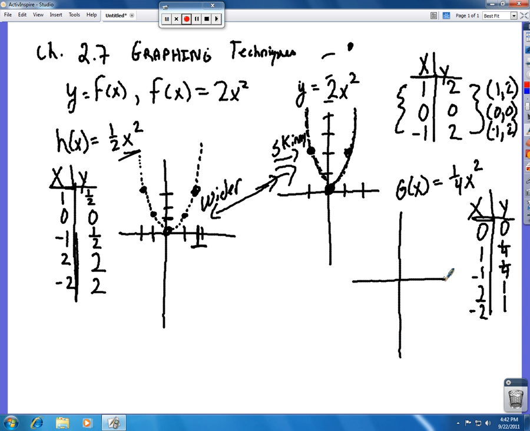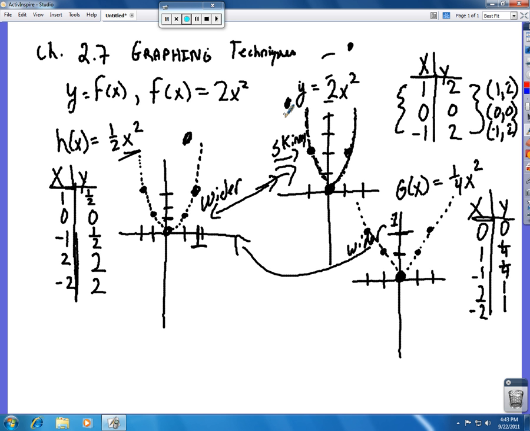Again, you just plot these, so we've got 0, 0. We've got 1 and -1, and that's going to be at 1/4. And then at 2 and -2, that's going to be at 1. So here's 1. And this one is actually going to be even wider than that one. So since it's wider than this one over here, it'll definitely be wider than the one over here.